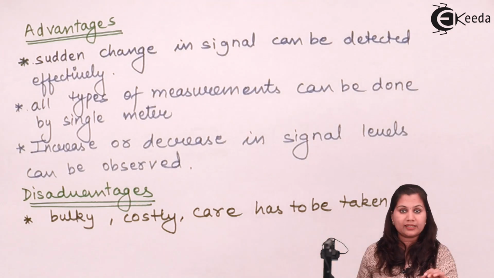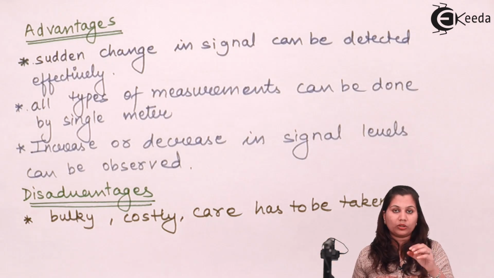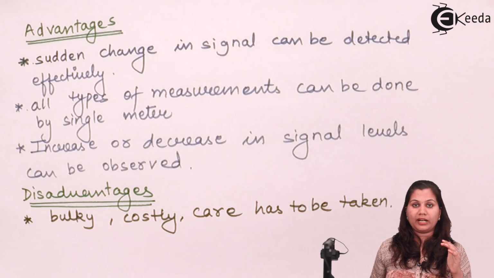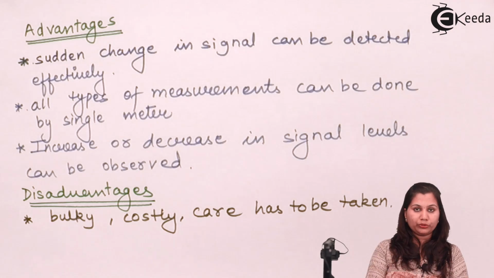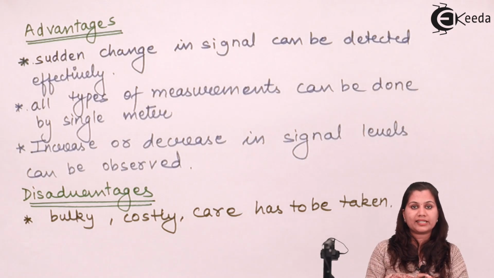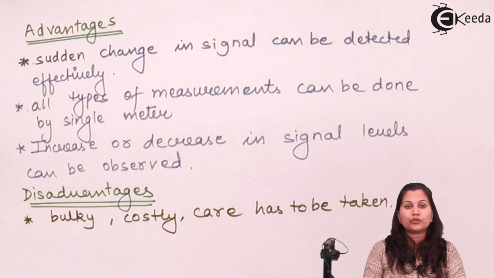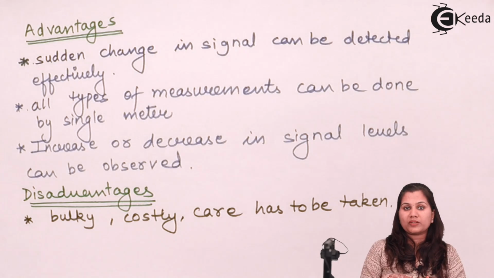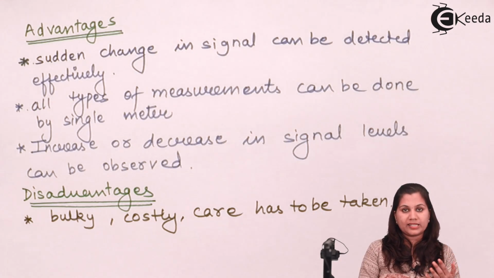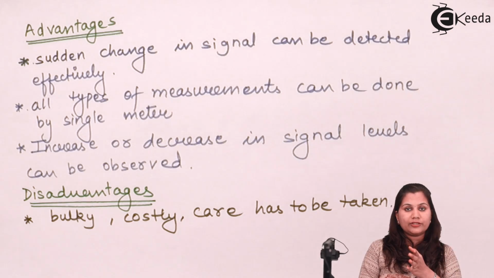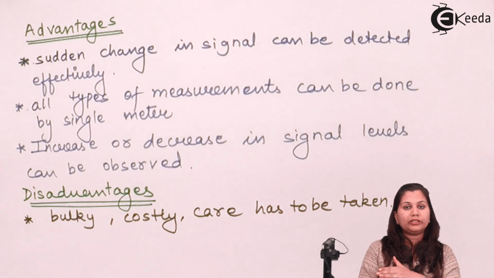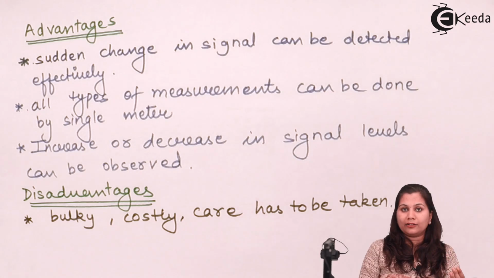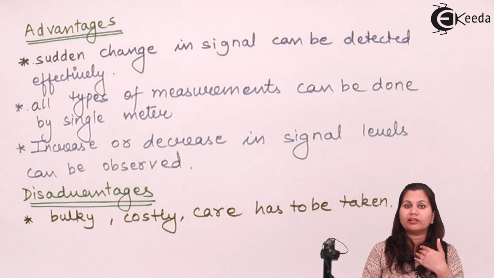Also, while taking readings from the pointer and the scale, the observer has to be very concentrated, because if the observer takes wrong readings, then errors can occur in the measurement. So in analog instruments, there is a possibility that human errors can occur, because in a digital instrument, a direct reading is given. The observer doesn't need to take readings from the scale, so the possibility of error is less. But in analog multimeters, the possibility of error is more.